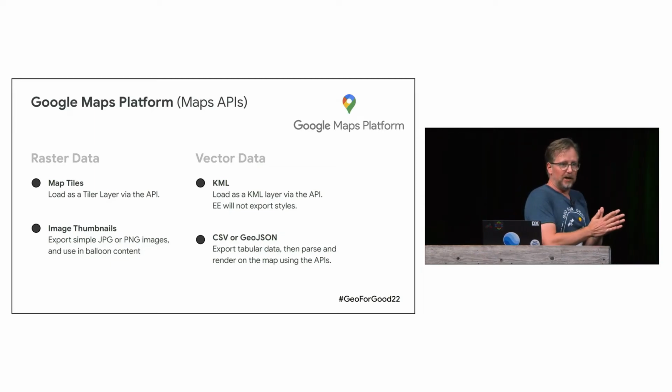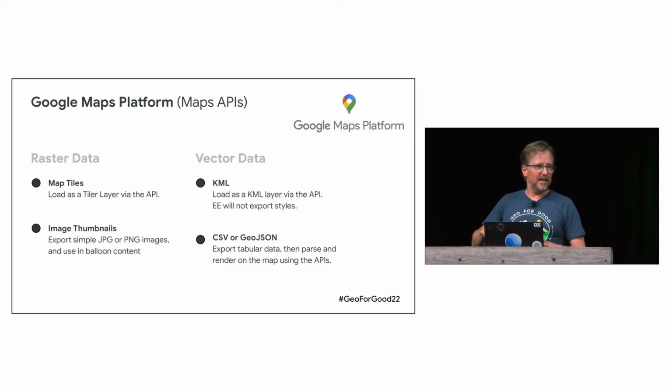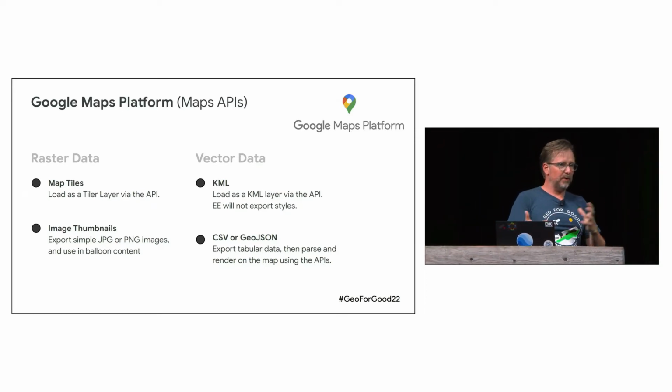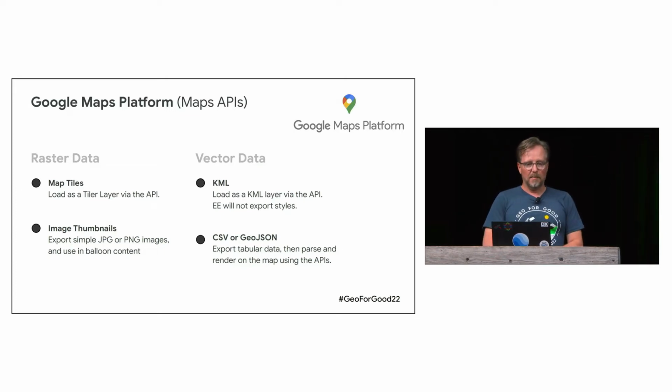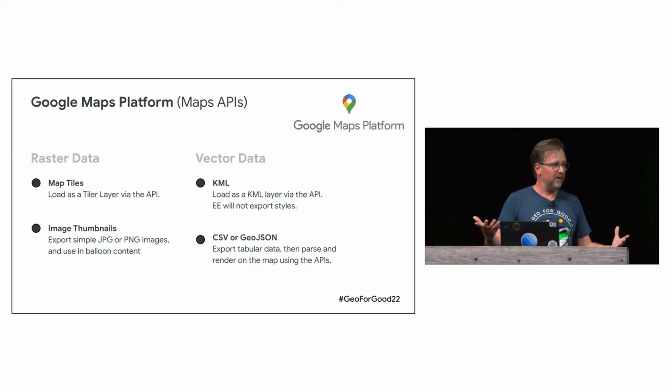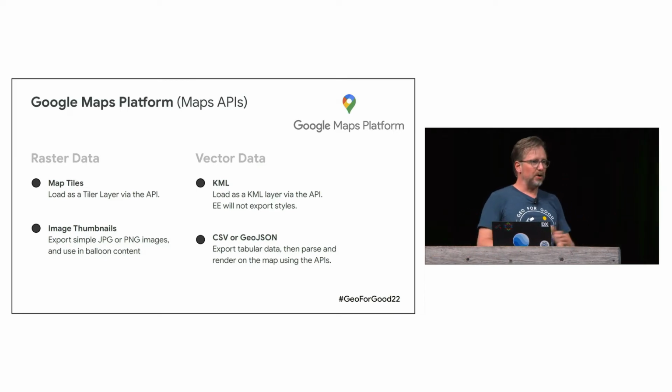If you are building your own website with a fancy map on it and using the Maps APIs, or a mobile app, or whatever you're doing with the Maps API, you can use some of these things as well. So map tiles, the Google map tile format, came from the Maps APIs as the way to overlay raster data on the map. And so that, of course, works in Google Maps platform, as well as the ability to bring in KML layers as a single layer. If you have CSV or JSON, you can also use those, but you'll need to parse it out with your JavaScript code in the API and then add it to the map piecemeal.